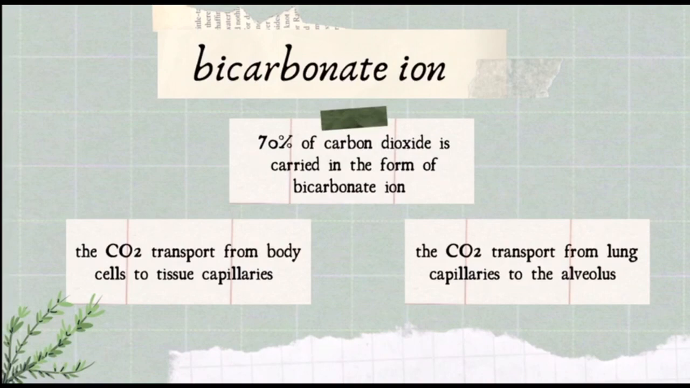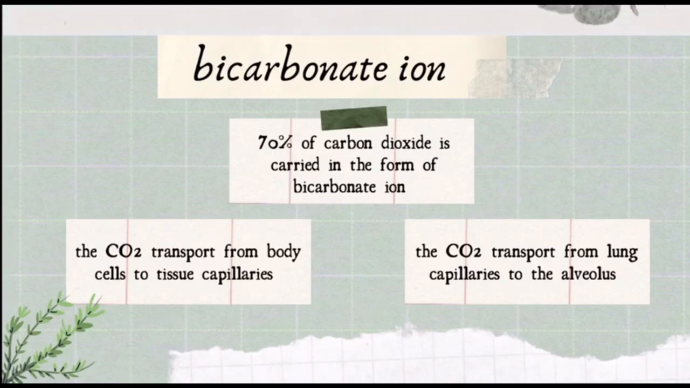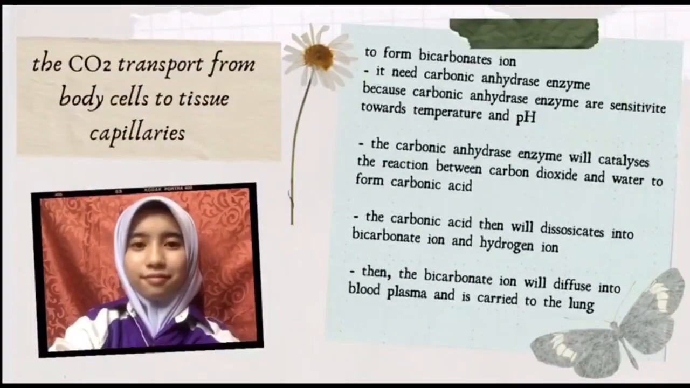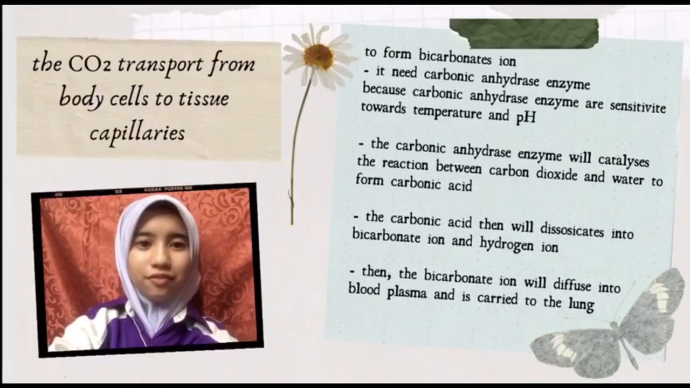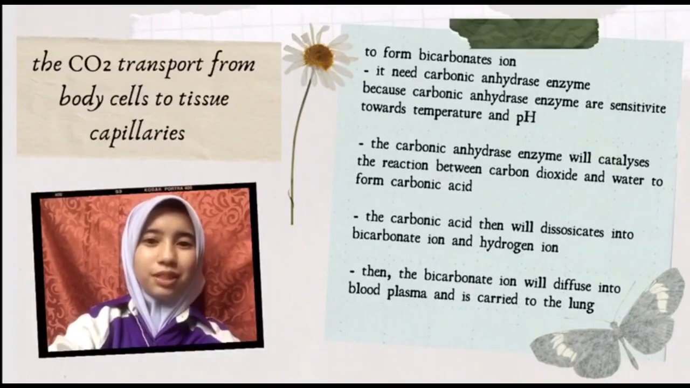There are 2 phases of carbon dioxide transportation. The first one is the transportation of carbon dioxide from body cells to tissue capillaries, while the second one is the transportation of carbon dioxide from lung capillaries to the alveolus. Firstly, we are going to learn about the transportation of carbon dioxide from the body cells to tissue capillaries.